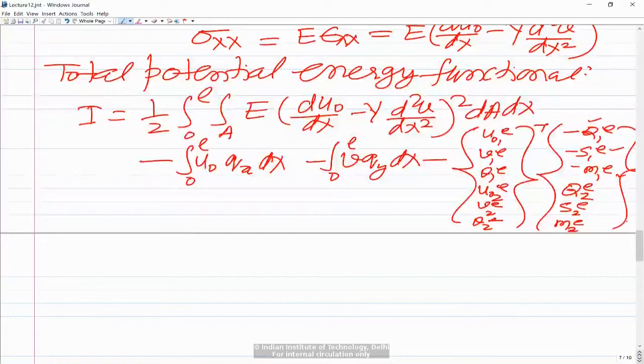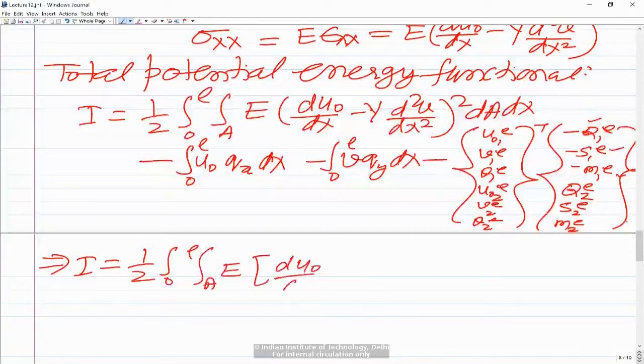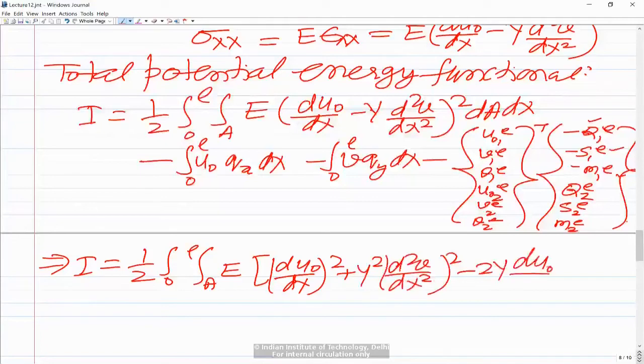Now let's look at the first term. These things are straightforward, and finally I'm of course going to combine them, but let me just talk about the strain energy part. If you look at the strain energy part only, it is half integral 0 to L, integration over the cross sectional area, of the Young's modulus. And if you expand this square, you will get du naught by dx whole square, plus y square into d2v by dx square whole square, and minus 2 into y into du naught by dx into d2v by dx square. This is what you will get. You have of course this dx, and then the other terms remain as they are, so we'll have minus the rest of the other terms. I'm not rewriting them again.